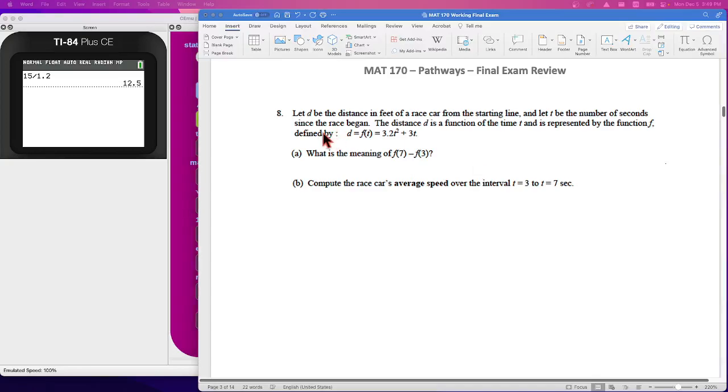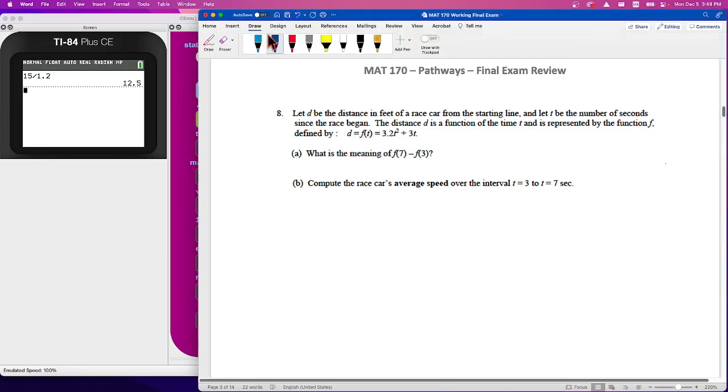For number 8, we have a race. The distance in feet of a race car from the starting line. So that's what D is going to be. We're given that down here. Let T be the number of seconds since the race began, and our distance from the starting line is given to us by this function.